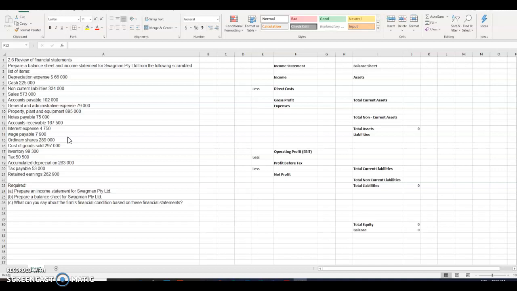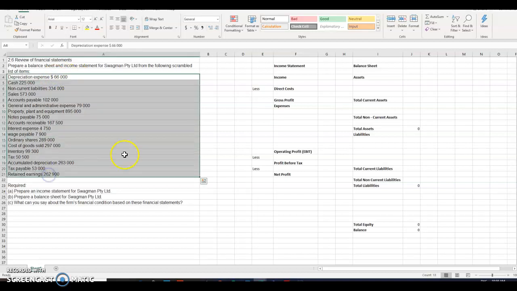I believe it's a really important aspect of understanding financial statements analysis, as well as preparing you for some short answer questions and assessments in either assignment 1B or the mid-session quiz. So I wanted to run through Swagman's scrambled list of accounts, and we've got to prepare an income statement and a balance sheet.